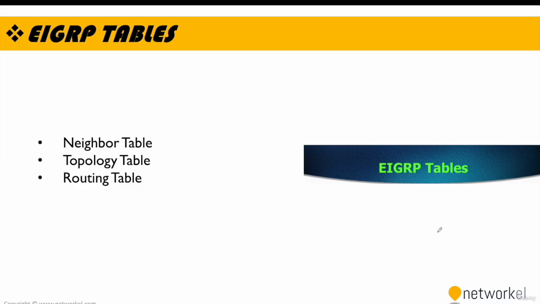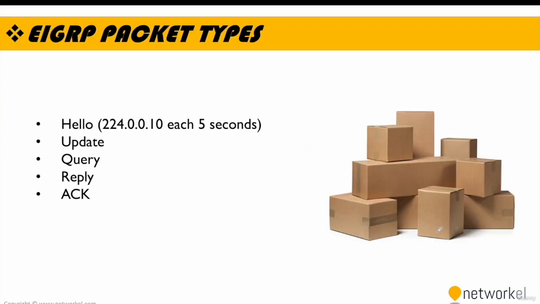We have three different types of tables in EIGRP terminology: the neighbor table, the topology table, and the routing table. The neighbor table includes all neighbors directly connected to the router using EIGRP. The topology table includes the successor, the feasible successor, and all other paths going to the target network. On the other hand, the routing table includes only the best paths for the target network.